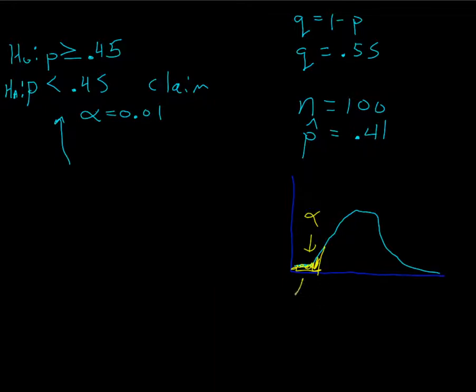If my test data falls in here, I reject the null hypothesis. And if my test data lies in here, I fail to reject the null.